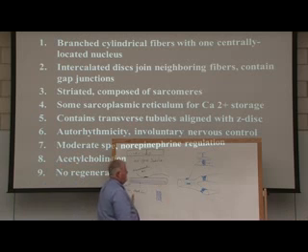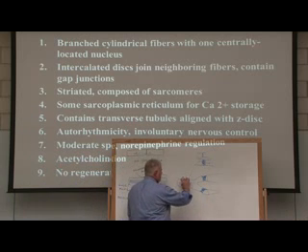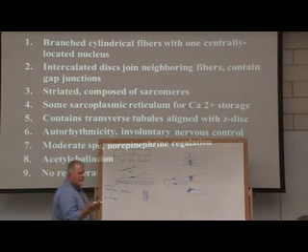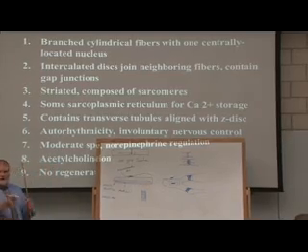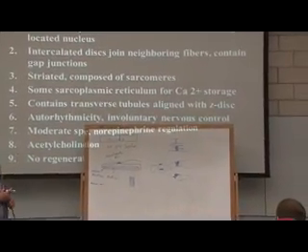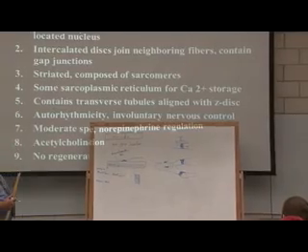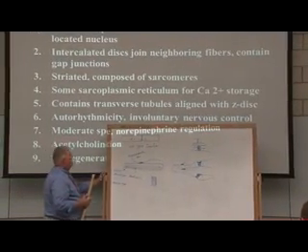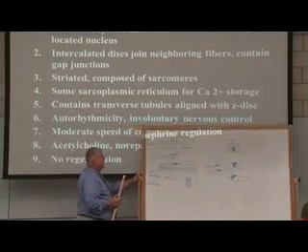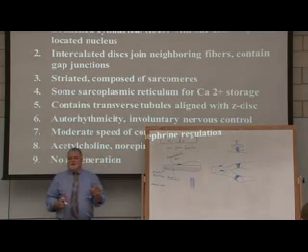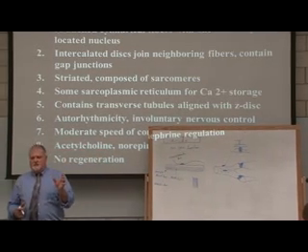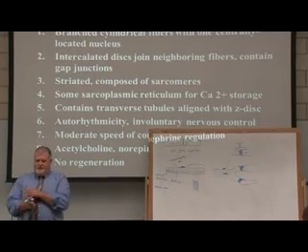So we do have transverse tubules again, because these are still relatively large cells relative to all the cells we've looked at in the past. And so we do have to have transverse tubules again. And then what's amazing about cardiac muscle is that the cells have autorhythmicity. So this is really cool.